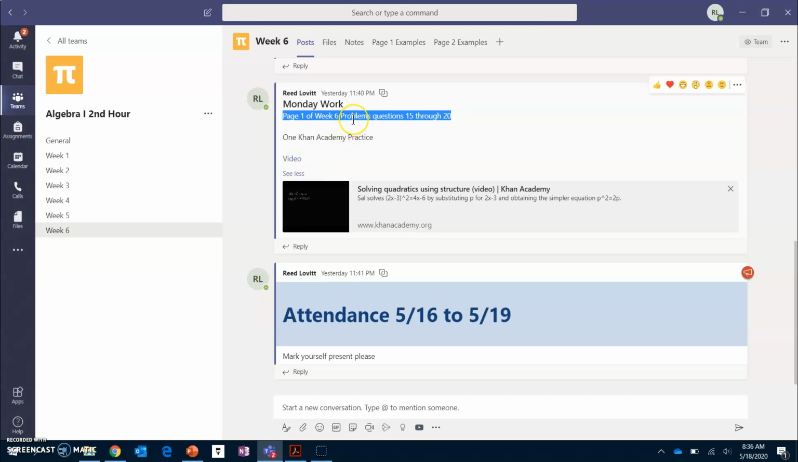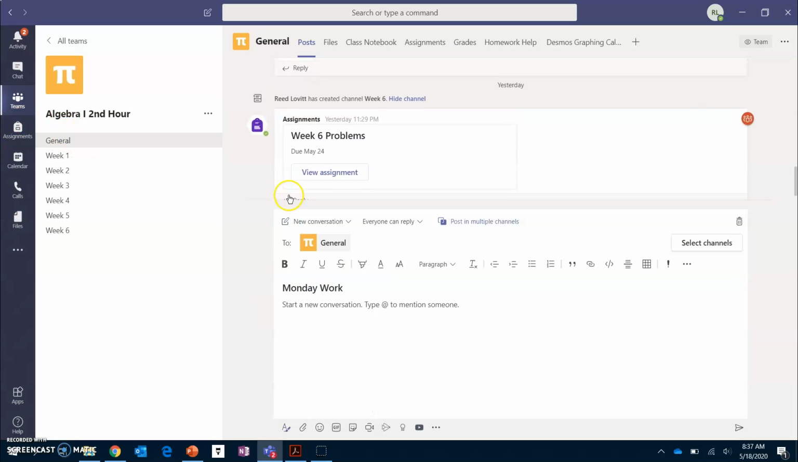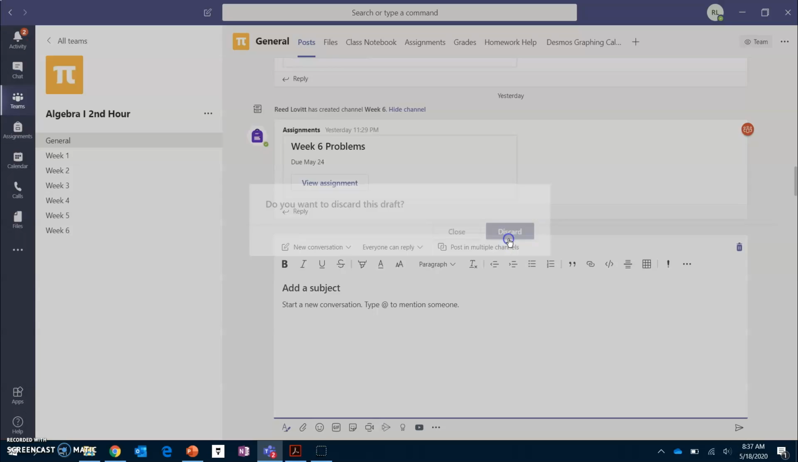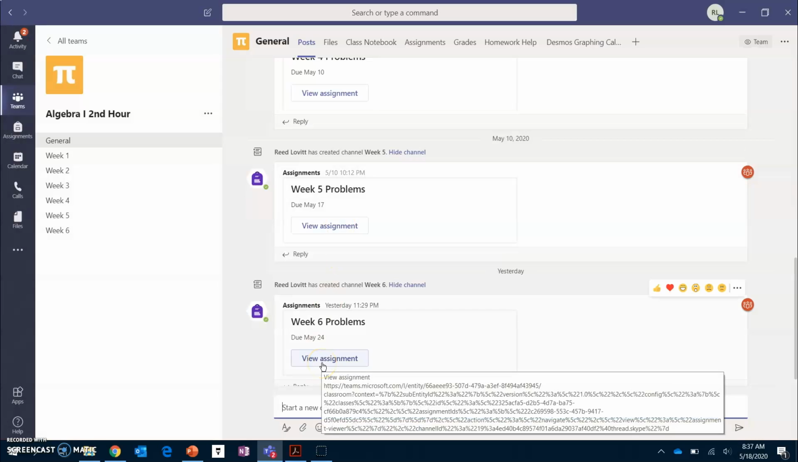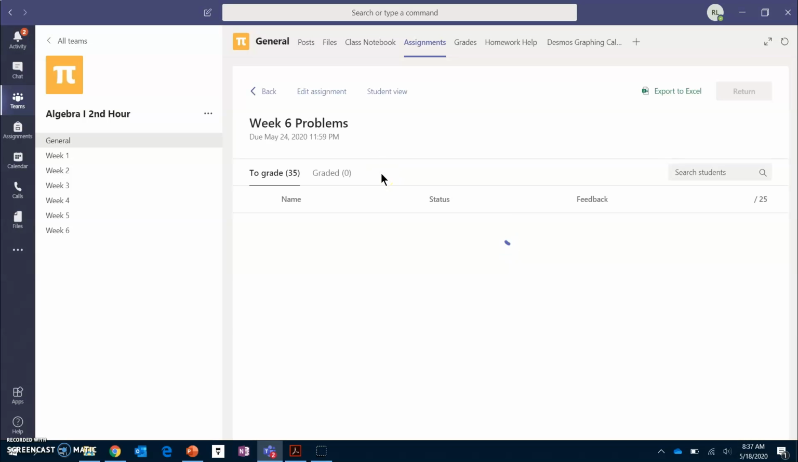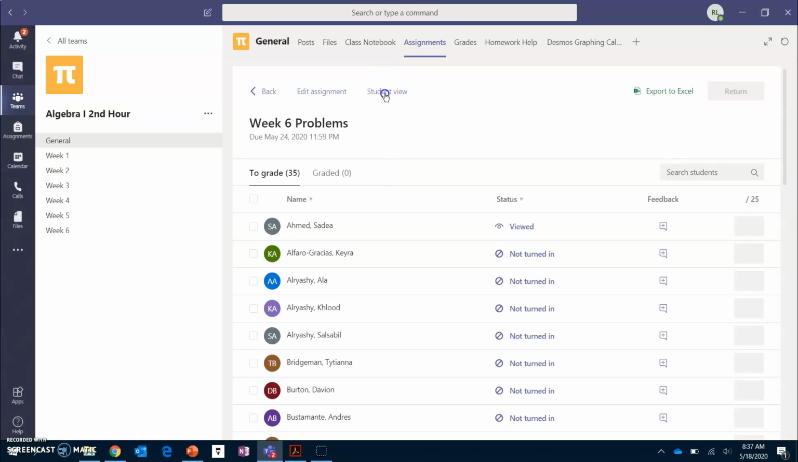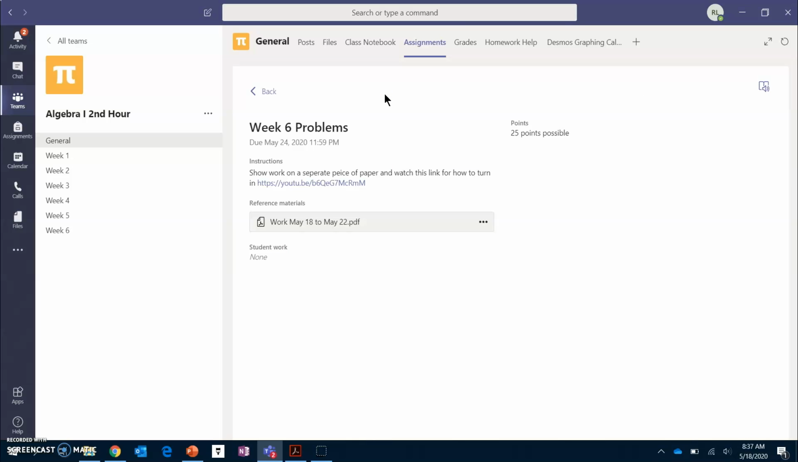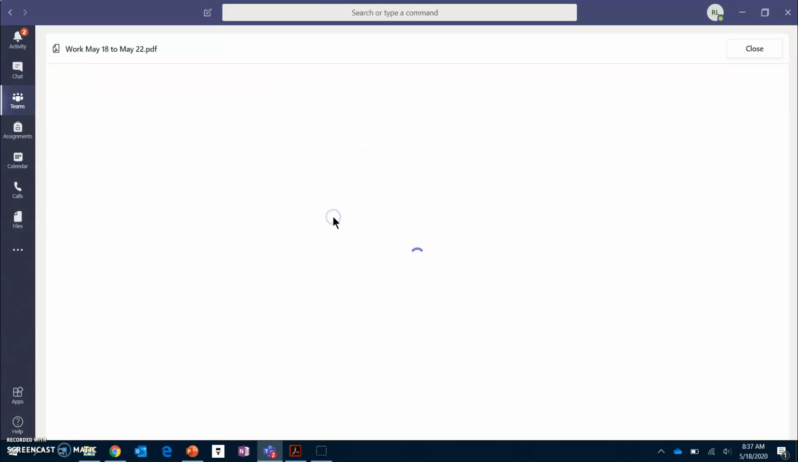Just as a reminder, the week 6 problems is new. We can either find it under assignments, or we can go to the general tab where it posts all of our problems. Here it says week 6 problems, where we can view it and see what you guys see. We click on it, and we can see the assignment.